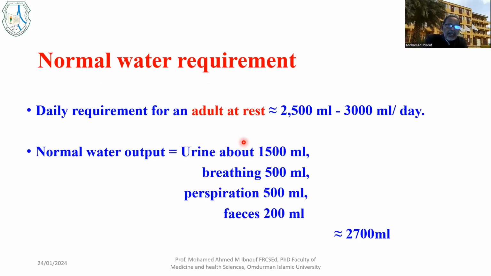Now, the normal requirement of water is about 2.5 to 3 liters per day. And to make an equilibrium, the patient should lose about also 2.5 to 3 liters per day. And these are in the form of urine output of around about 1.5 liters per day. In breathing, one loses 500 milliliters of water, and in perspiration and sweating, one loses about 500 milliliters and 200 milliliters in feces.